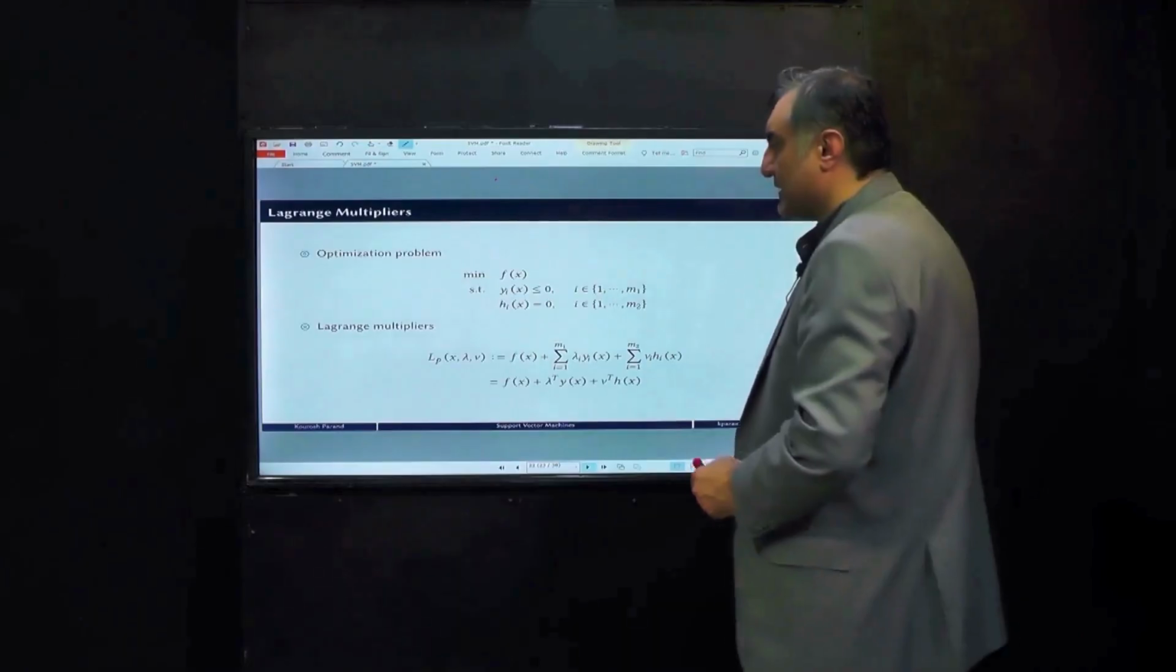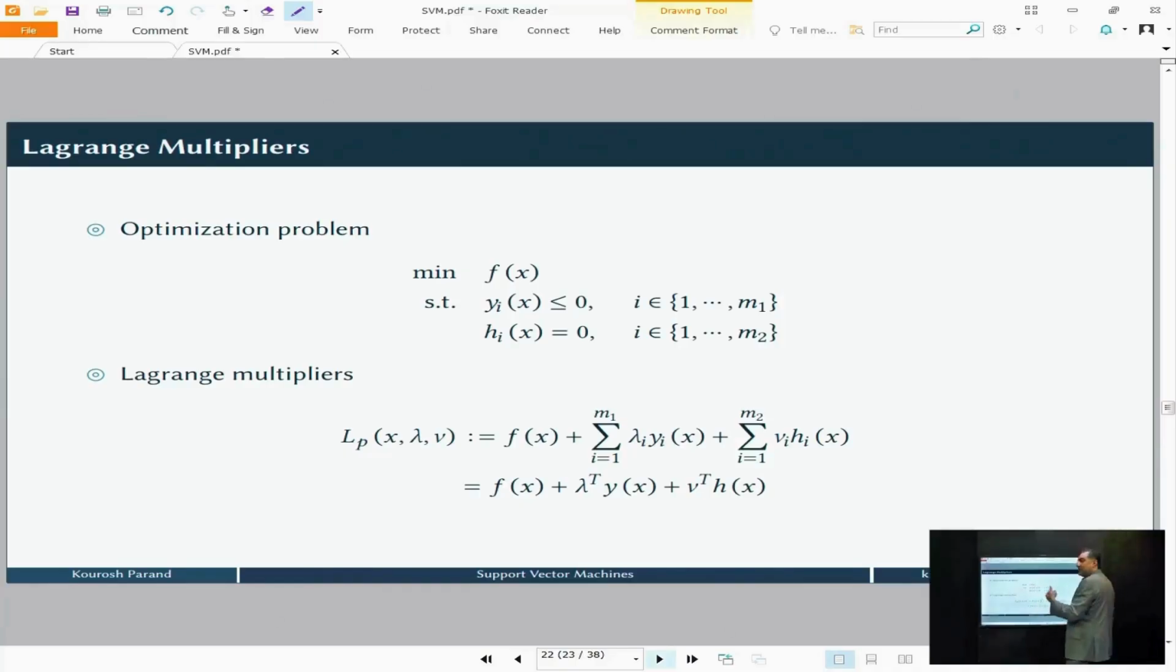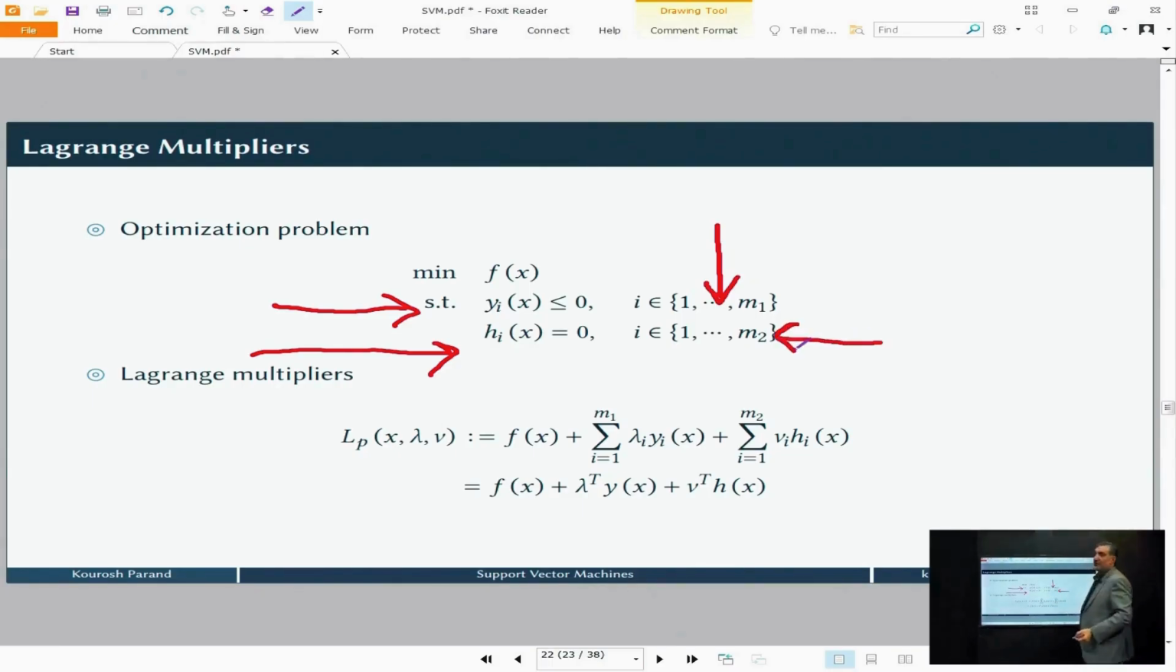For example, let's consider an optimization problem, friends, that consists of two types of constraints. Some of its constraints are in the form of less than or equal to a certain value. Some of its constraints are in the form of equality. So here, as you can see, you have m1 constraints in the less than or equal to form, and m2 constraints in the form of equality. Someone might ask, why don't you have any greater than or equal to constraints? That's actually very simple in operations research. We just multiply everything by -1 and turn them all into less than or equal to constraints. That's why I wrote these two types.